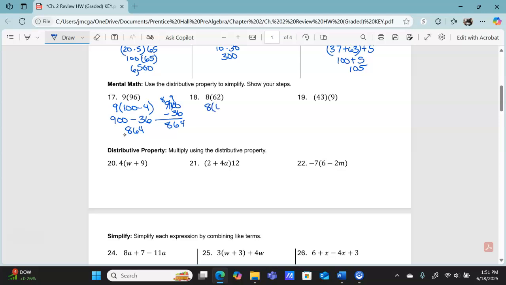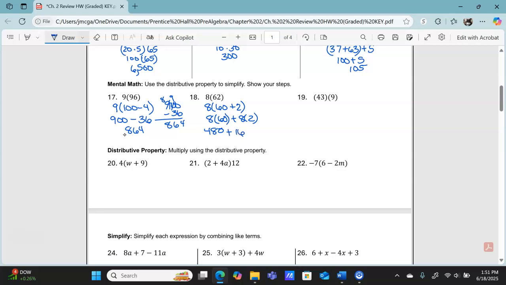8 times 62 is going to be 8 times 60 plus 2. So 8 times 60 plus 8 times 2. 8 times 60 is 480. 6 eighths is 48, and then I just have that 0 from the 60. And then 8 times 2 is 16, and so that's going to be 496.